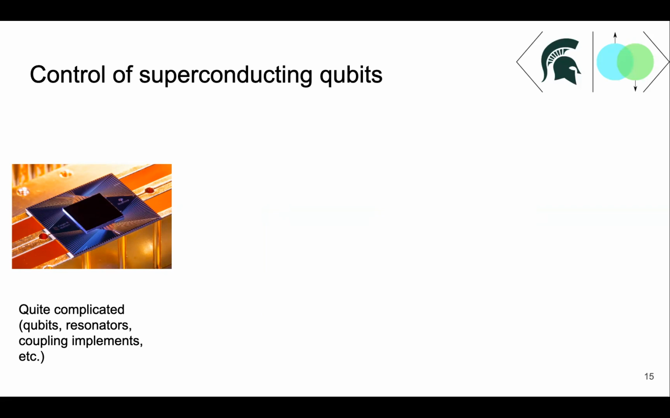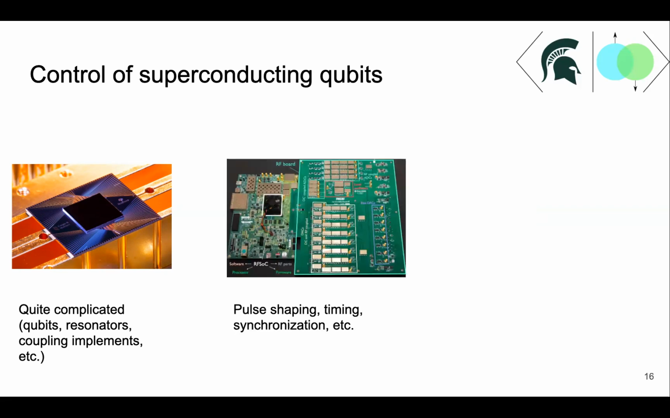And as an experimental physicist, someone hands me this chip. They hand me a board that looks kind of like this. So this board is able to shape pulses I send into the system. It can time these pulses. It can relate the amplitude of one pulse to another.